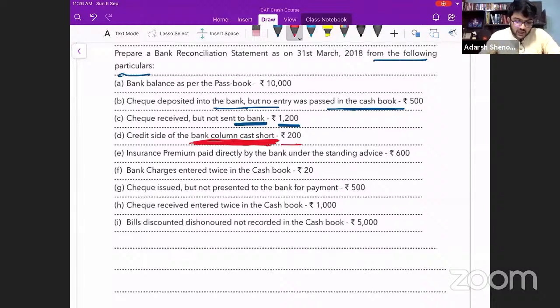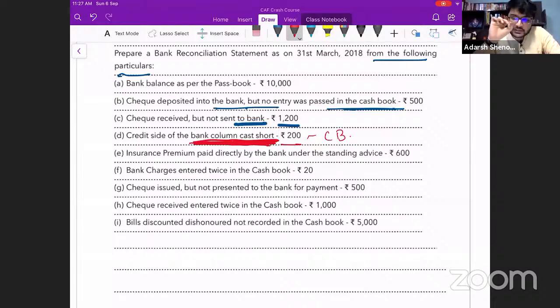Bank column of which book are we talking about? Are we talking about the cash book or passbook? Cash book. There is no bank column in the passbook. It's bank book only. We are talking about the cash book. Now, can you tell me credit side means which side of the cash book? Payment or receipt side? Payment side.